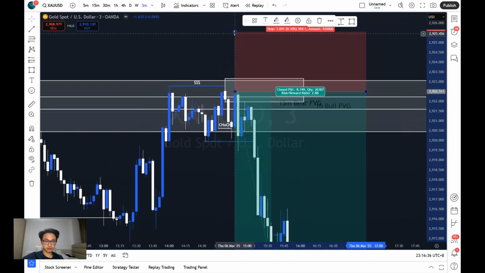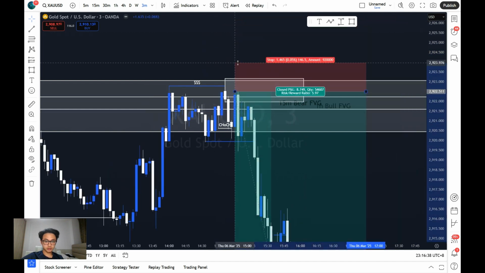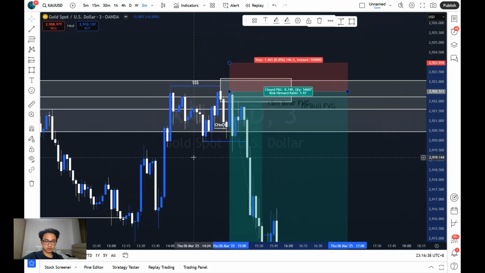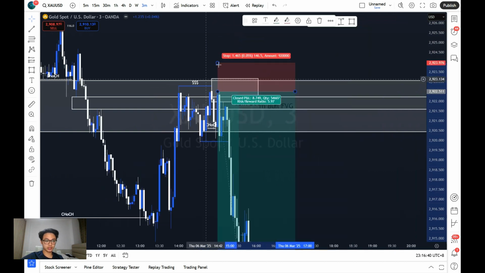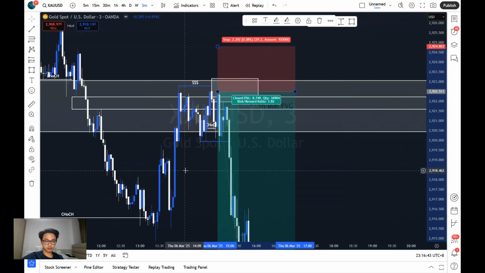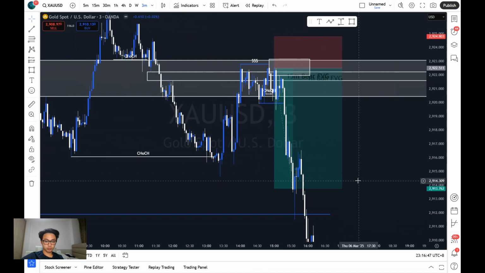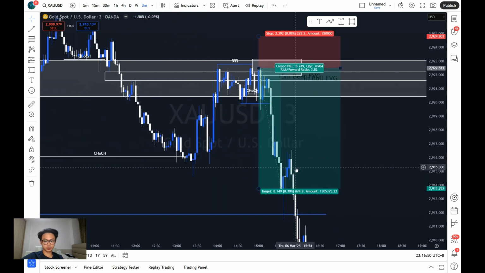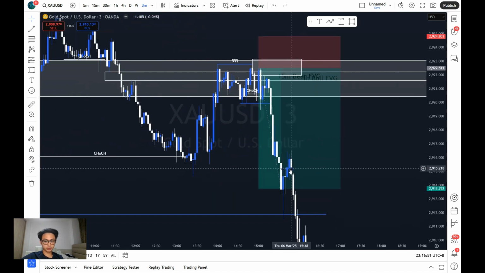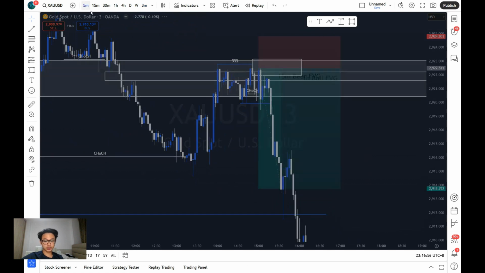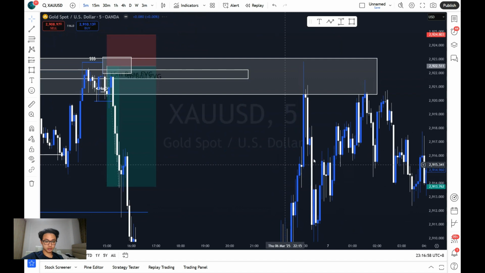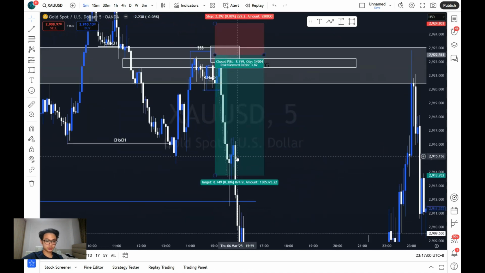Stop something like this, right? Or maybe above this high. Okay, and then afterwards I took partials here. Okay, sorry, I took full profit here, because I was looking at price action and I wasn't too comfortable with it, right? So I took profit here.